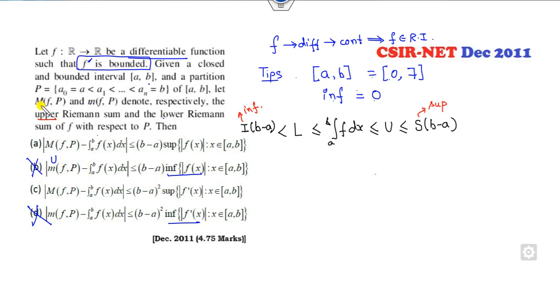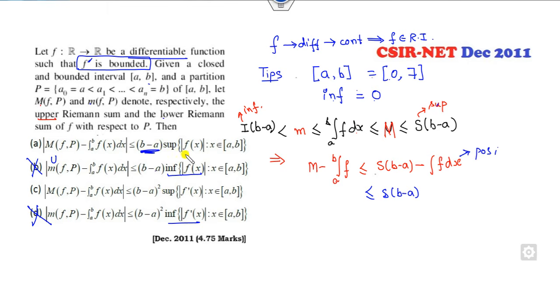So here upper is my M, and small m is the lower, M is given to you. Now I can start from the first one. Capital M minus this. So what will happen? This value will be less than S times B minus A minus the integral of F dx. Fine. Now this number is always less than this, because this number is positive. Now what is the S? Supremum. So you can see B minus A times the supremum of S is the correct option.